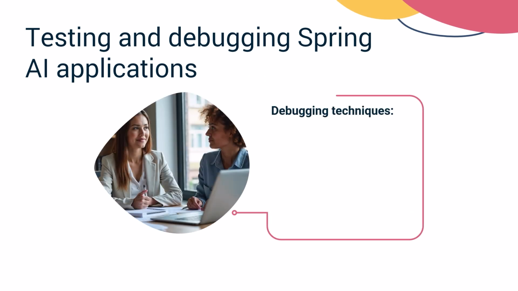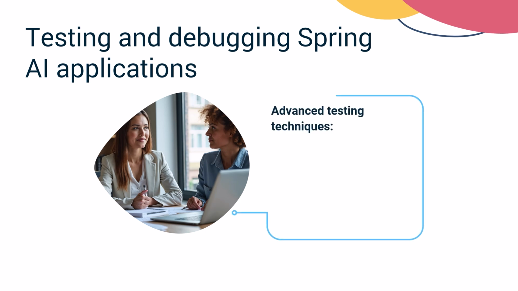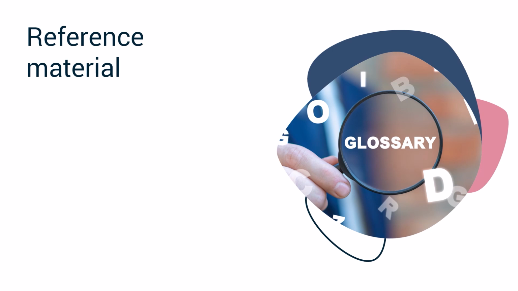Debugging techniques for Spring AI applications involve logging prompts and responses, testing with simple, known prompts, and implementing error handling to catch and log AI service failures. Advanced testing techniques include content validation and response length checks to ensure the quality and reliability of AI outputs. You have now reviewed some of the fundamental concepts covered in this course.